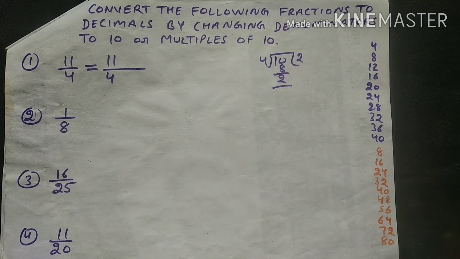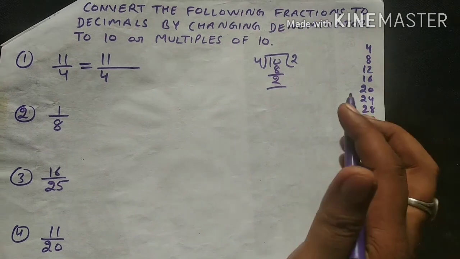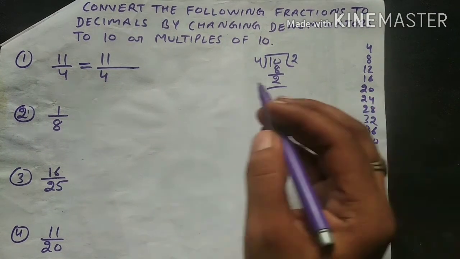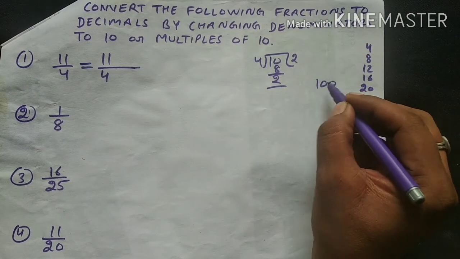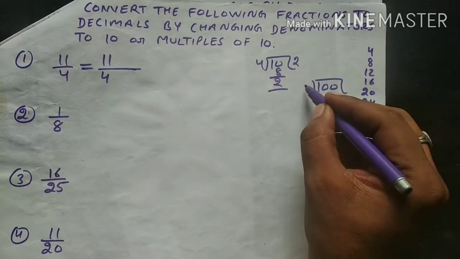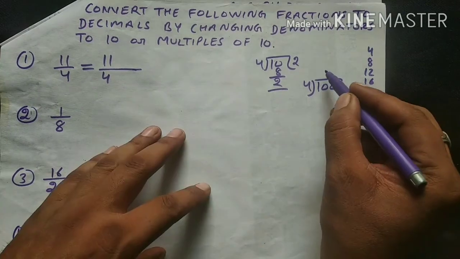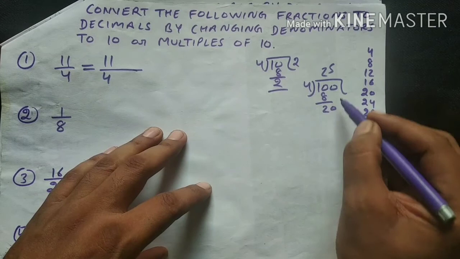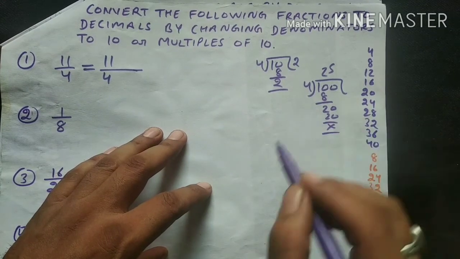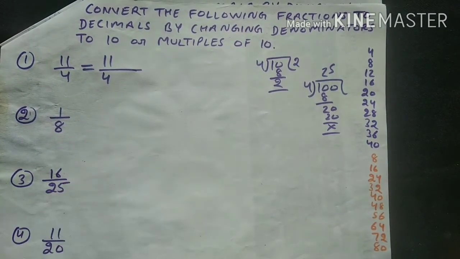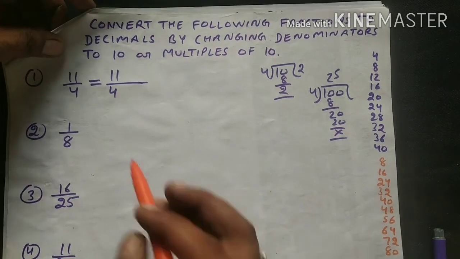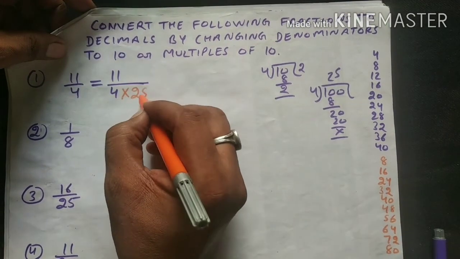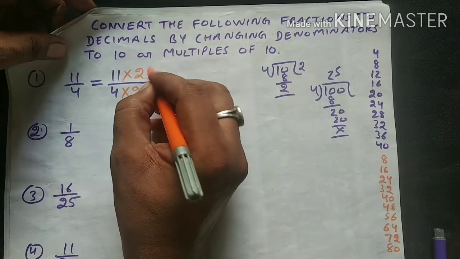Now we shall go for the next number. The next number after 10 of this type is 100. So I will divide 100 by 4. Now 4 2s are 8, so 2, 4 5s are 20. Okay, now this is 25. Now this is my required number by which I will multiply the numerator and denominator both to get the number 100. You see, I will multiply 25 and this by 25.